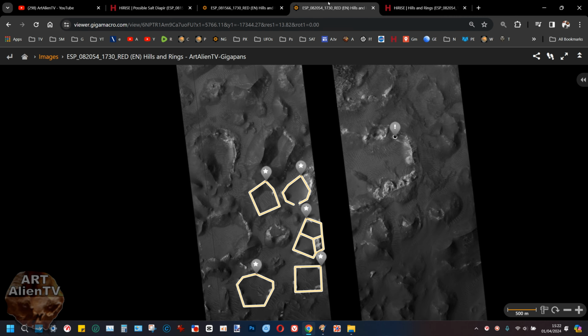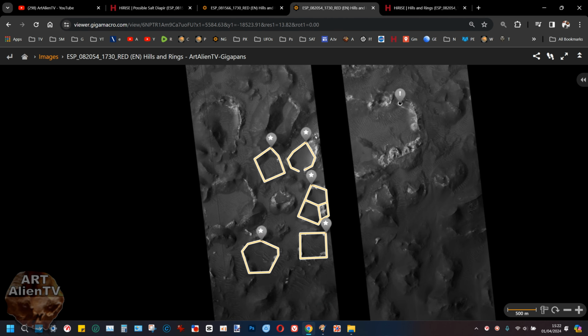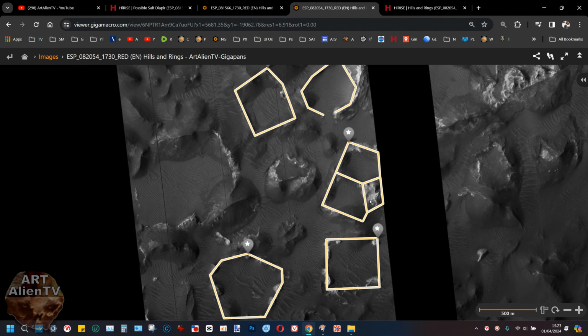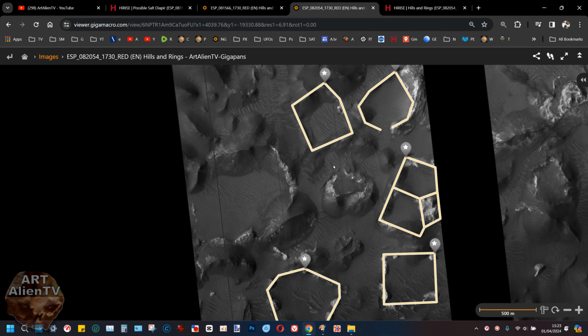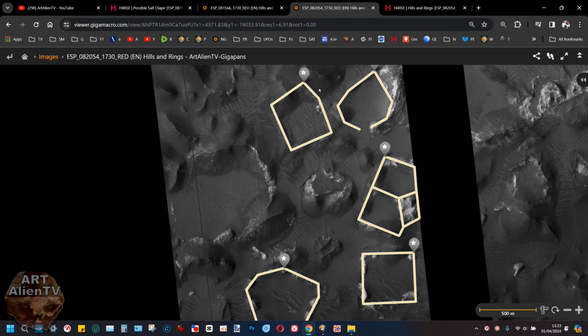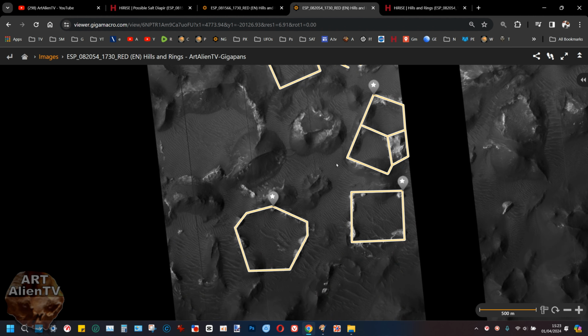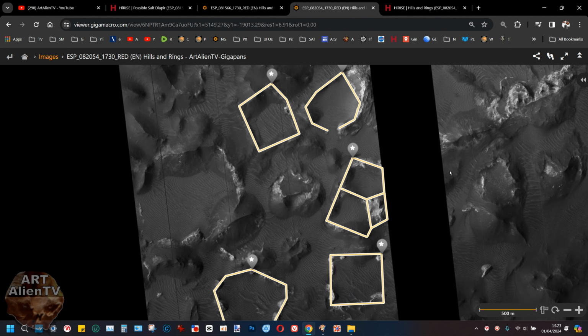And I've got another one here. This is the same area, but this was taken slightly further over to the right, I think. And what I've done is I've marked out some of these structures, I'm going to call them, with outlines here, just to show you how straight and geometric some of these are. Okay. Now this one's a little bit darker.